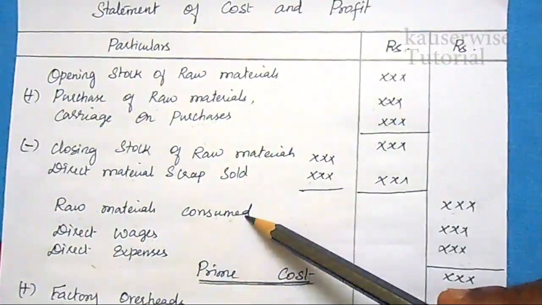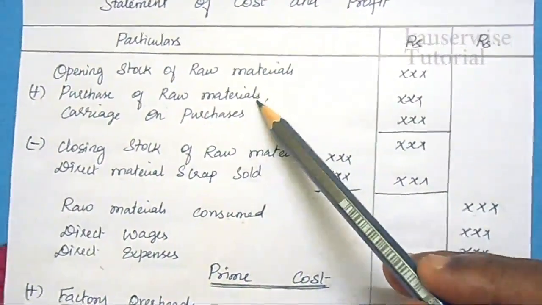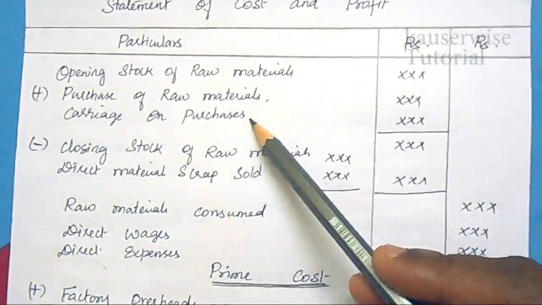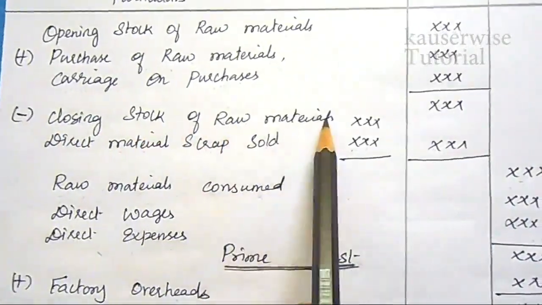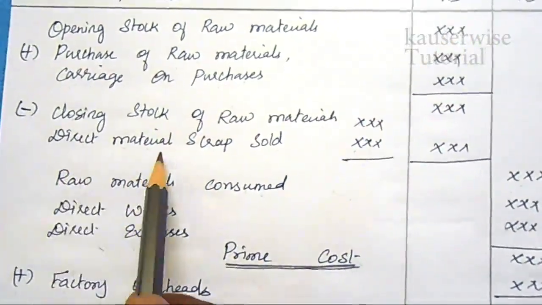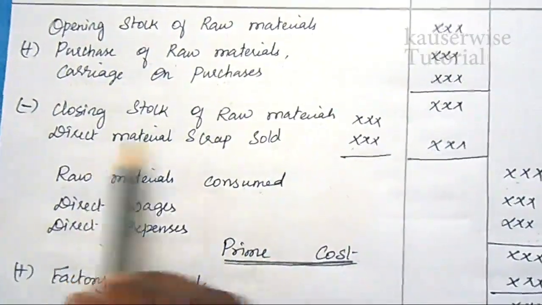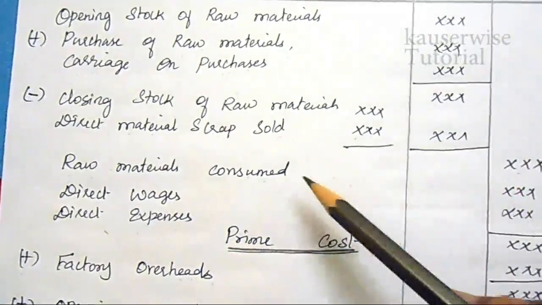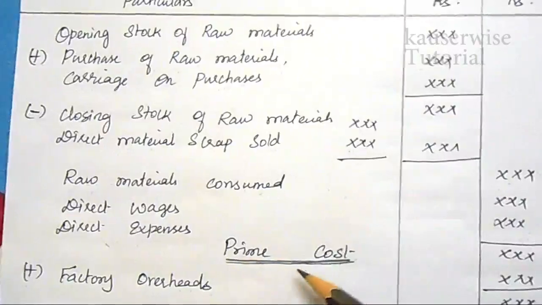So for raw material consumed, we have taken opening stock of raw material and added purchase of raw material made during the year and carriage on purchase or carriage inwards, and we have subtracted closing stock of raw material from opening stock. We did not take direct material scrap sold because this information is not given in the problem. Now we have got the prime cost, just adding raw material consumed, direct wages and direct expenses.